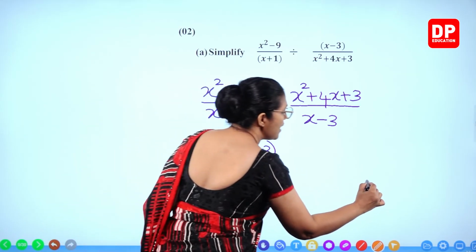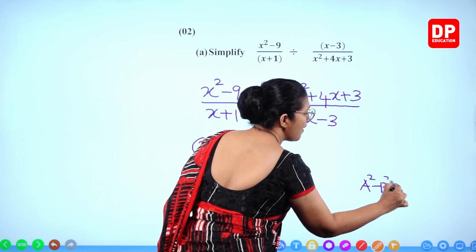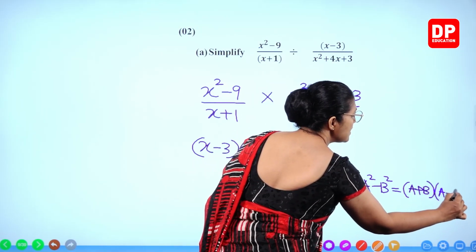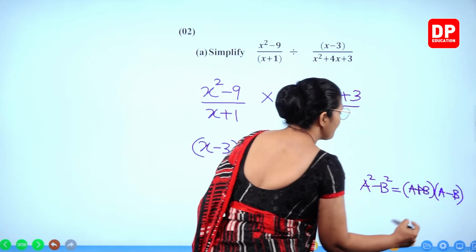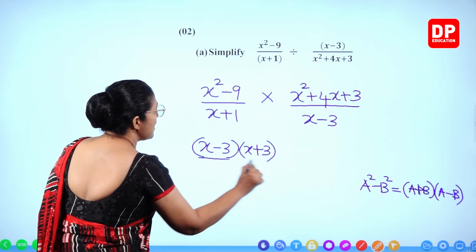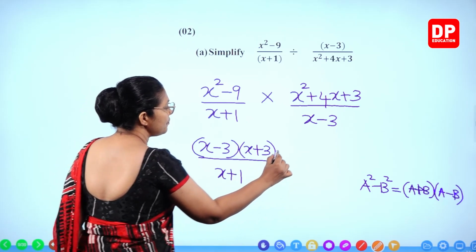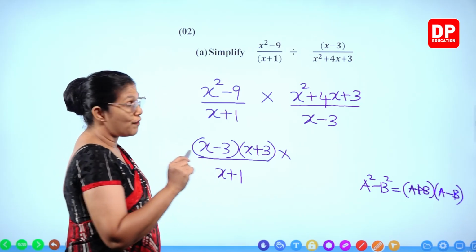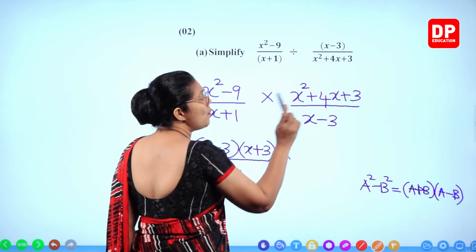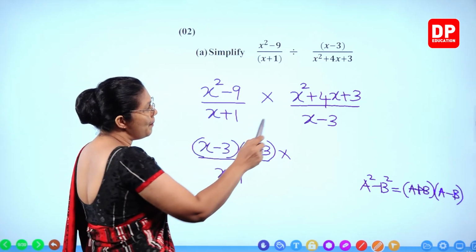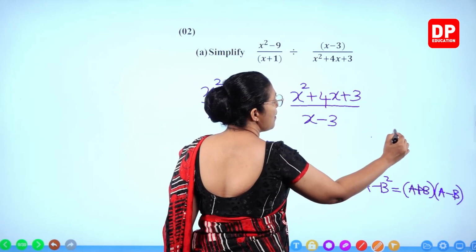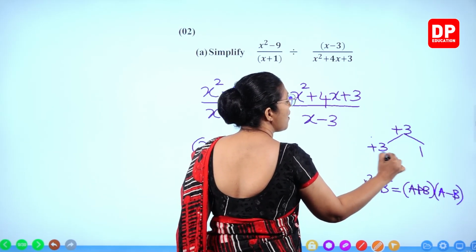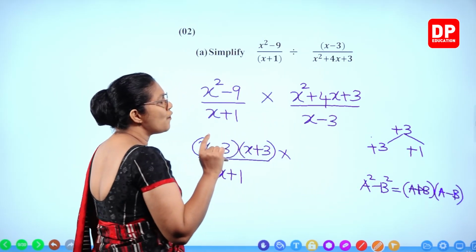Can you remember a squared minus b squared? You can write it as one factor a plus b and the other factor a minus b. So two factors are there. Then x plus 1 multiplied by this expression, how do you factorize it? We have to find the factors of 3 which, when added, give plus 4, the middle term. The factors are 3 and 1, both plus, in order to get plus 4.